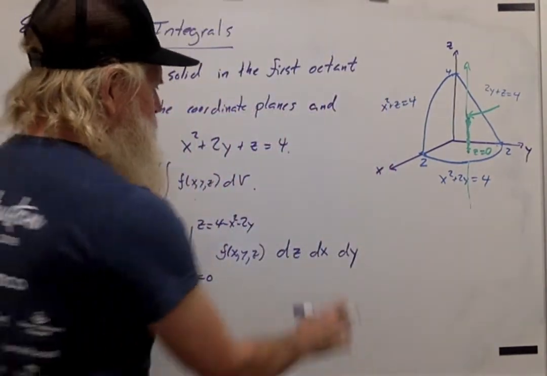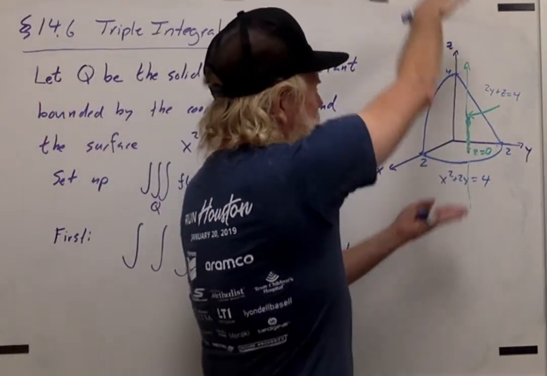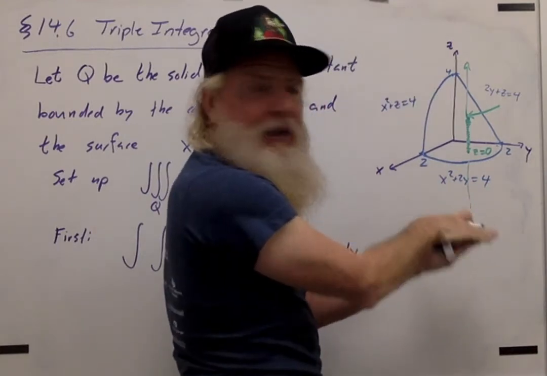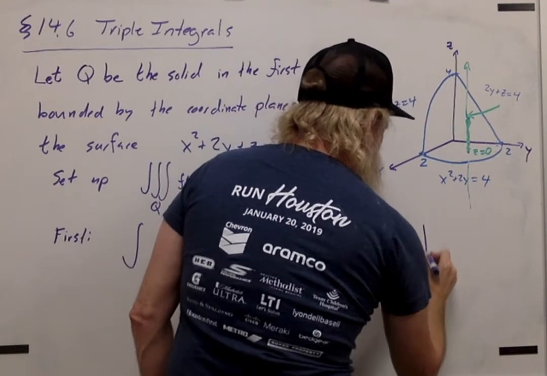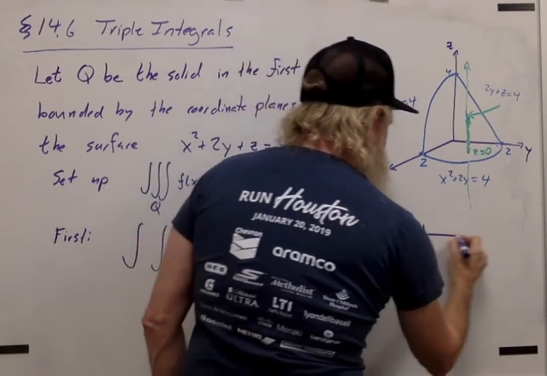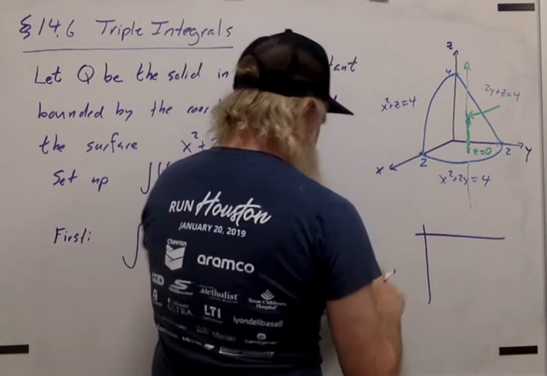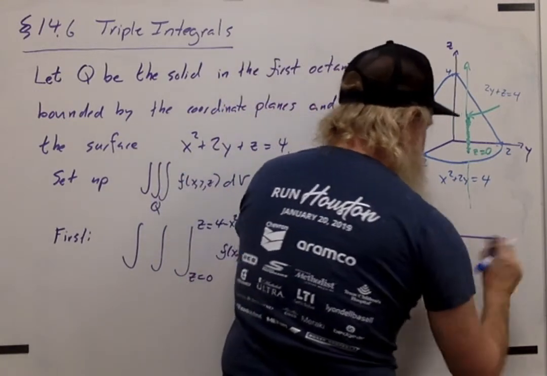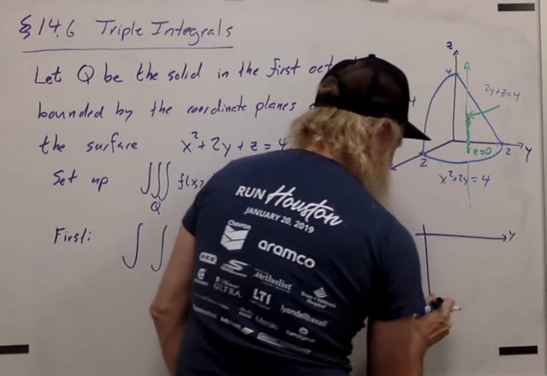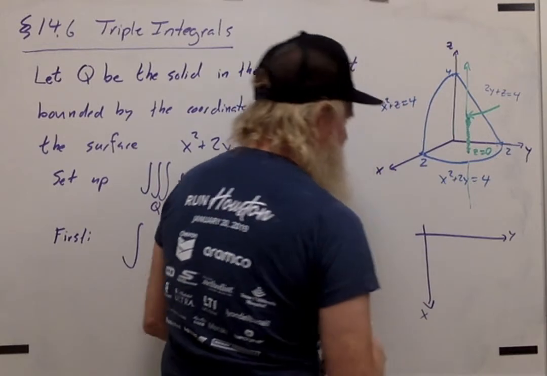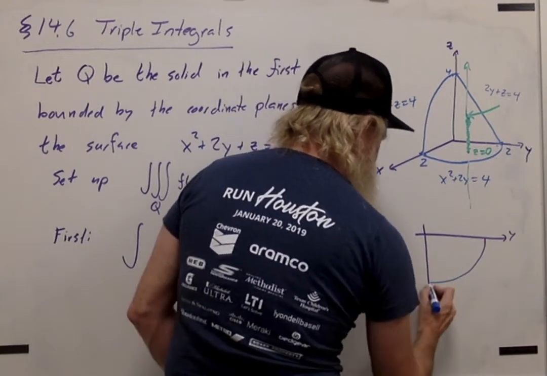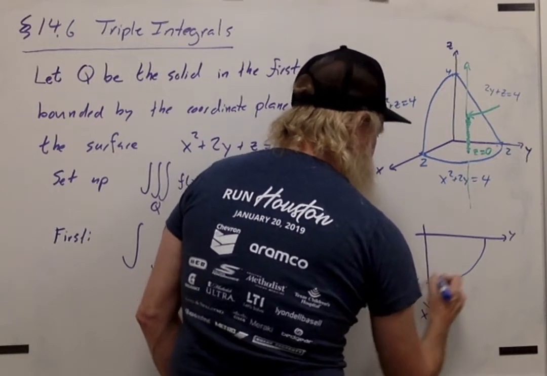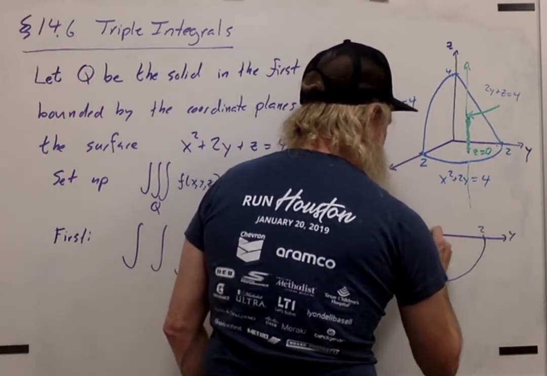And then to set up the bounds for x and y, I take this solid and I look at its shadow in the xy plane. So to keep the orientation kind of the same as it is here, I'll make this the positive y-axis and turn so that this is the positive x-axis. And then my shape looks like this, where this is 2 on x and this is 2 on y.